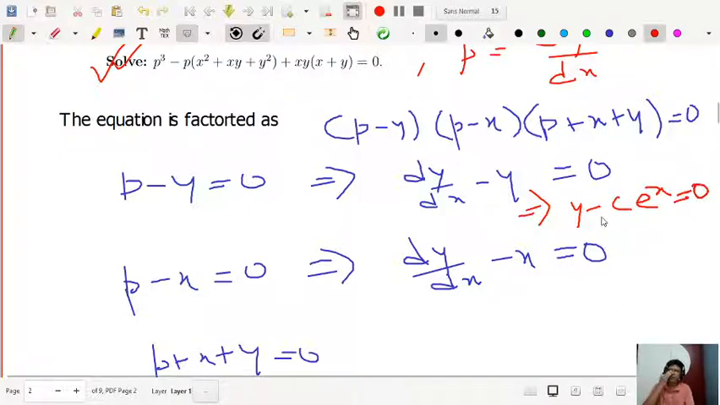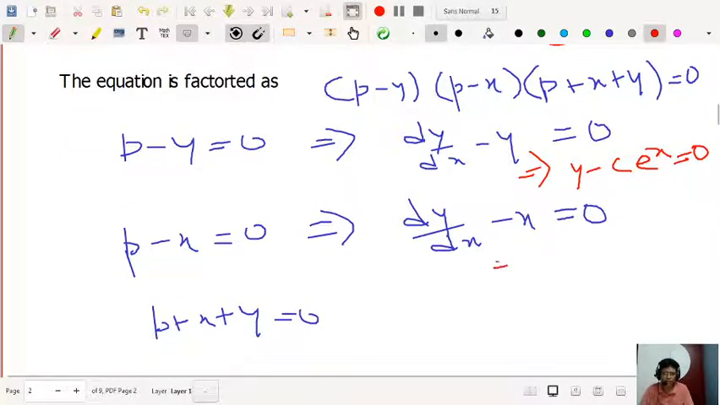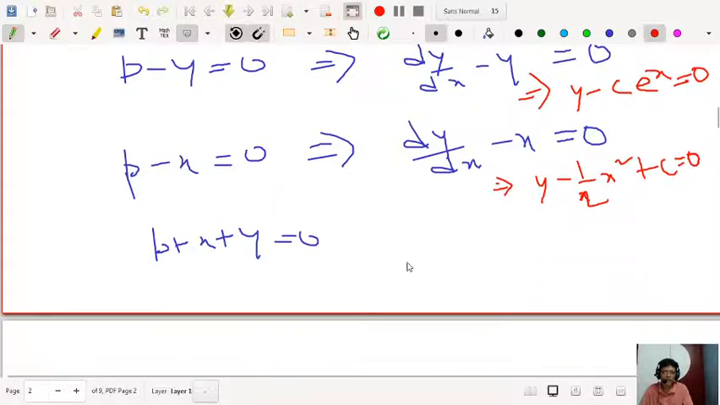I am writing c for each of the linear factors. In the second case, your general solution will be y minus half of x square plus c equal to 0. And in the third case, it will be x plus y minus 1 plus c e to the power minus x equal to 0.